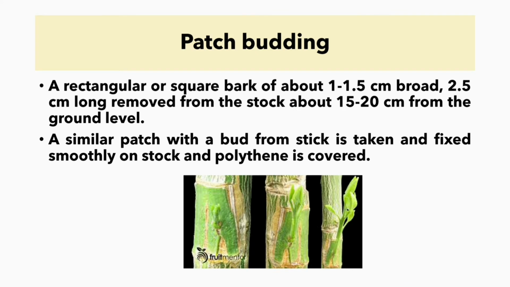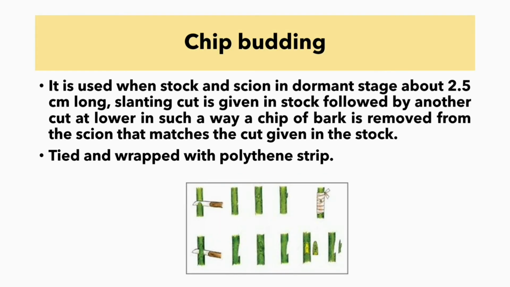Patch budding. About 15 to 20 cm from the ground level, a rectangular or square bark patch of about 1 to 1.5 cm broad, 2.5 cm long is removed from the stalk. A similar patch with a bud from the bud stick is taken and fixed smoothly on the stalk and covered with polythene. Chip budding. It is used when stalk and scion are in dormant stage.